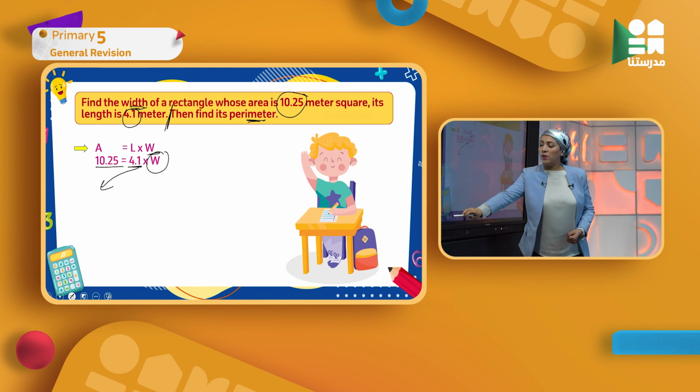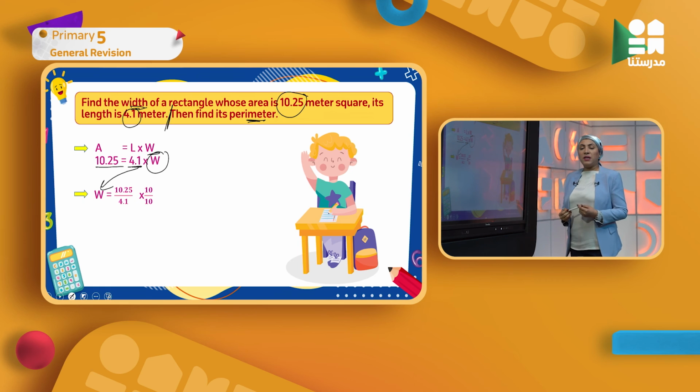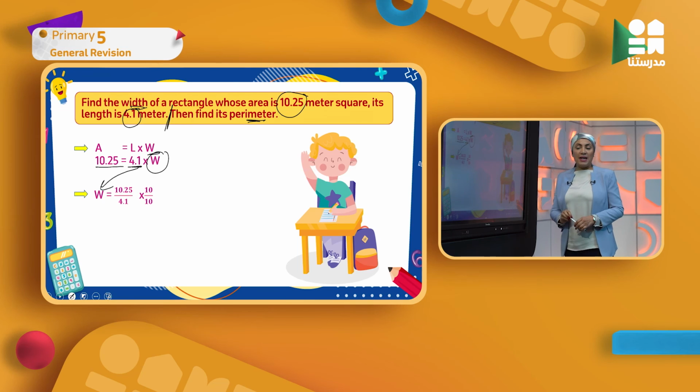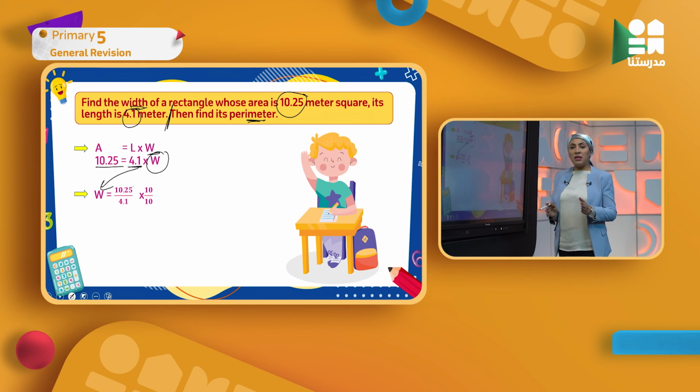10.25 over 4.1, as we can see. Then how will I get the answer? It will be long division. Can the divisor in long division have a decimal point? As we said before, it's not possible. So in this case I have to multiply the numerator and the denominator both by 10 to eliminate the decimal point in my divisor. What matters is that the divisor must have no decimal point. The dividend is not a problem.